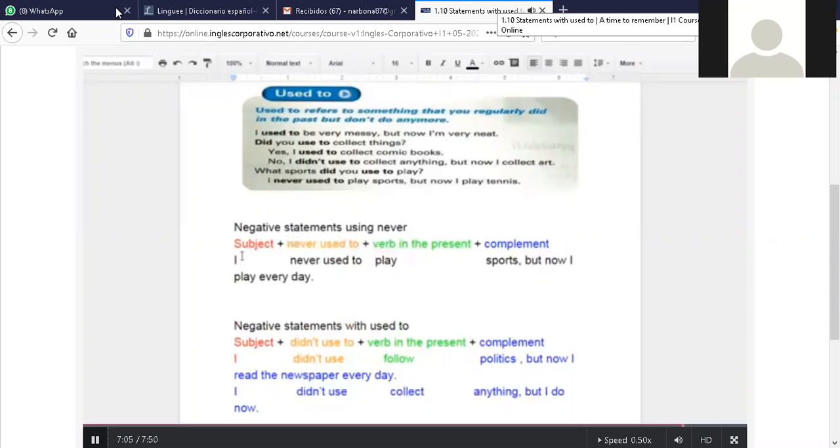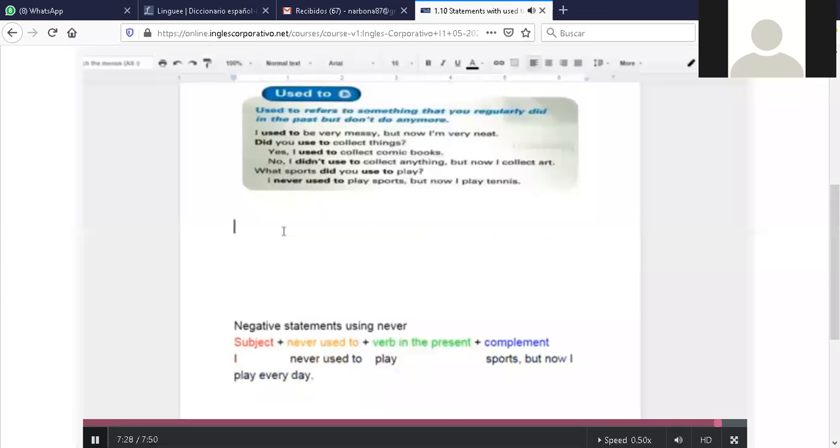The subject plus never used to, and that's going to be followed by the verb in its present form, and then whatever complement exists. I never used to play sports. I never used to worry about money. I never used to play sports, but now I play tennis, just like you see in the example there. And the last thing I would like you to do is to tell me, what did you used to do when you were a child?